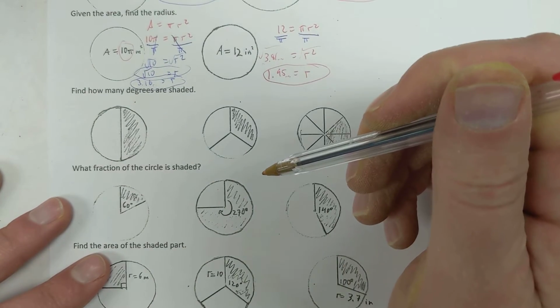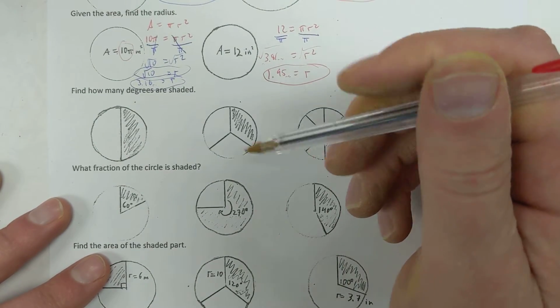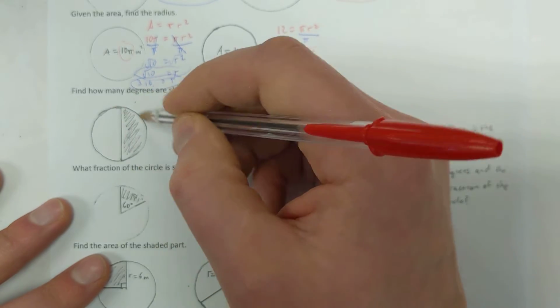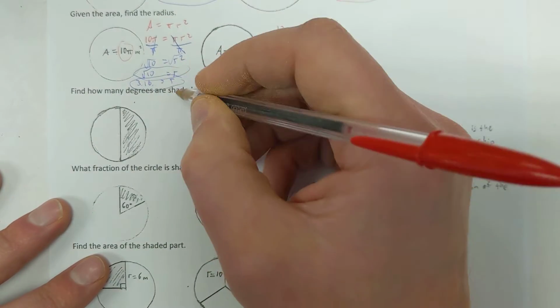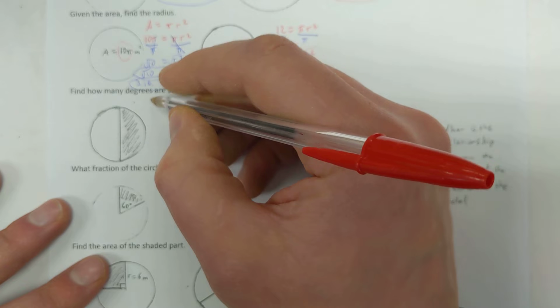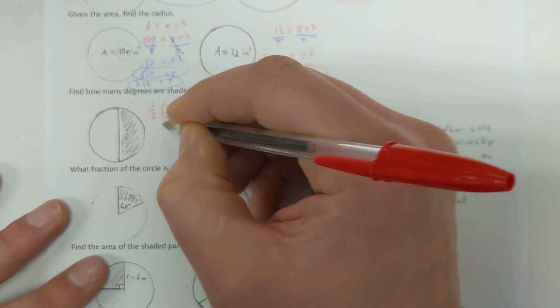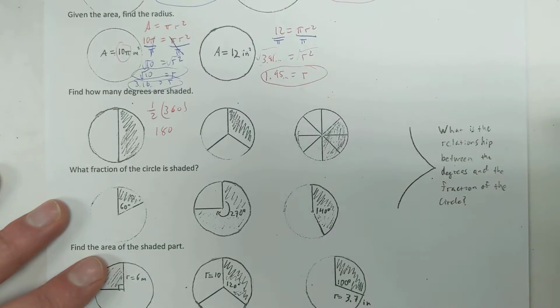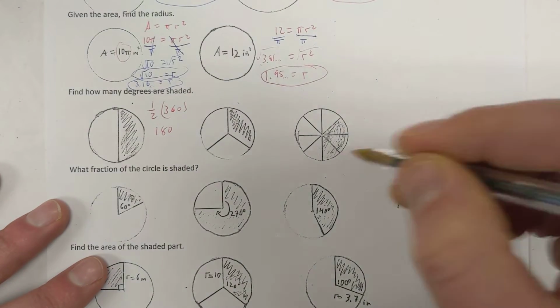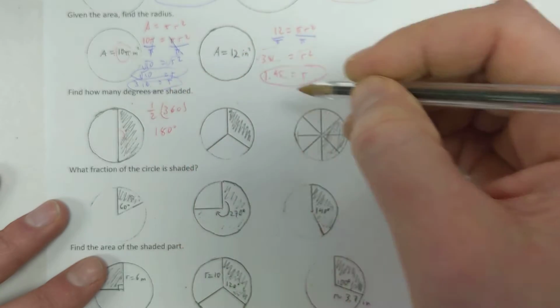How many degrees are in a circle? And I'm sure all of you said 360. So how many degrees would this be? Well, I have half of the circle, so I'm going to take half of 360. And if you got 180, that would be correct. That's 180 degrees from there to there.